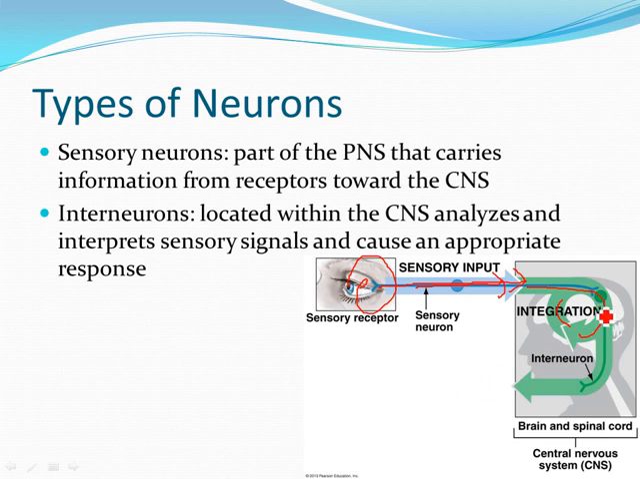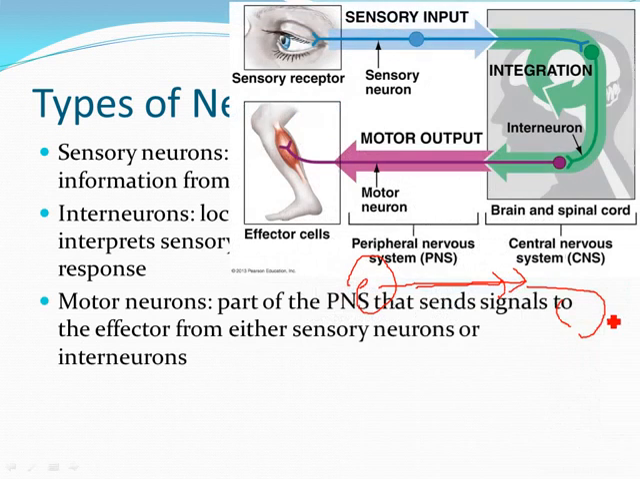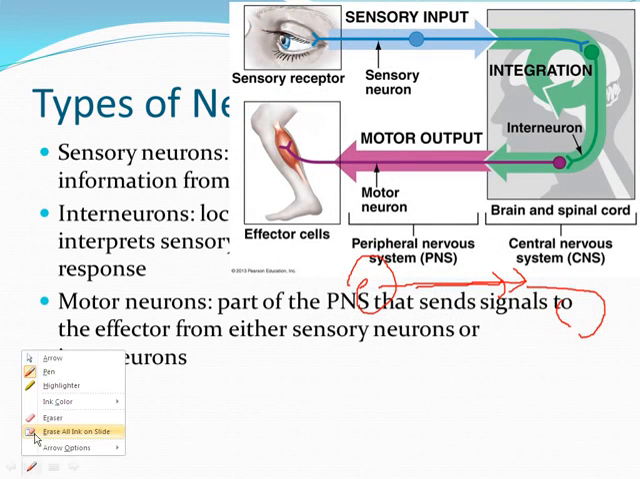So the interneurons, once again, are within the central nervous system. And what are the two organs that are found in the central nervous system again? Yes, the brain and spinal cord. Very good. And this is where they interpret that sensory information and then see whether or not they want to make some sort of response to that sensory information. Once they want to provide a response, then they're going to send it through this motor neuron.